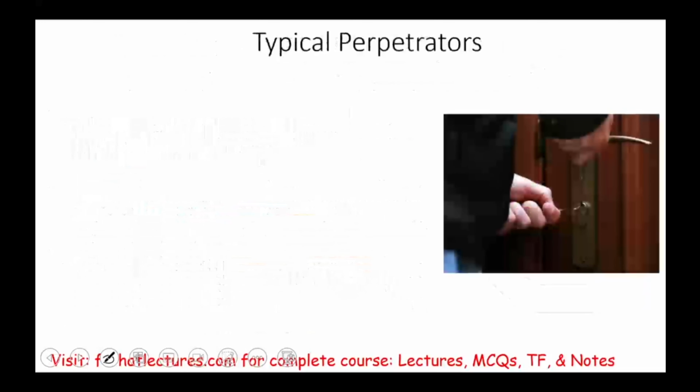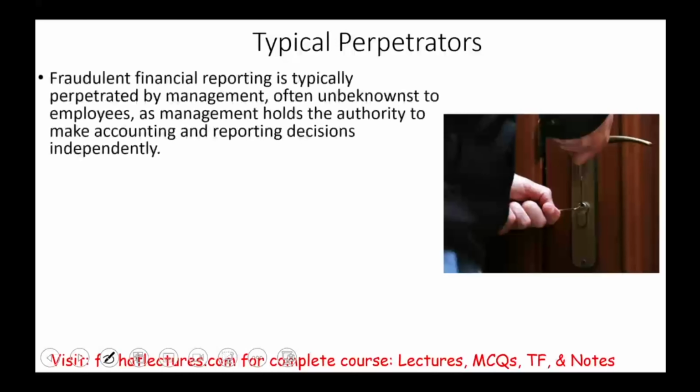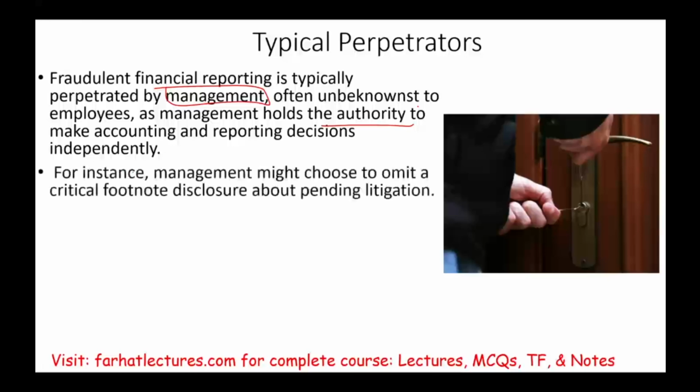Typical perpetrators for errors and fraud. Fraudulent financial reporting is typically perpetrated by management, and usually upper management, often as management holds the authority to make accounting and reporting decisions independently. And that's why they can manipulate the financial statements. They can cook the books. For example, management might choose to omit critical footnote disclosure about pending litigation.